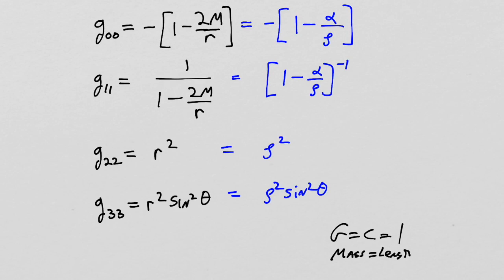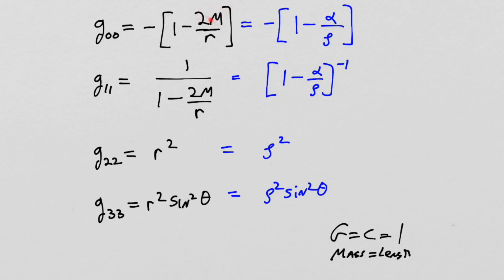So this numerator here, even though it is a mass, it's in units of length. So this is actually unitless, and in fact this whole thing here ends up being unitless. Same is true here. So that's very important to remember. In our units, where G equals c equals 1, mass equals length. We discussed this in one of our earlier lectures.